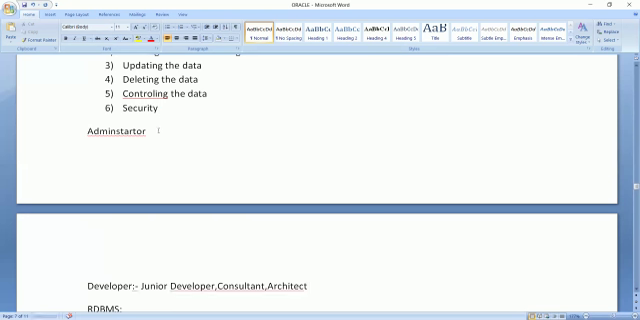In administrator, you have DB administrator, and you will be having security, DBA security jobs. What exactly the administrator will do is give access to particular users.